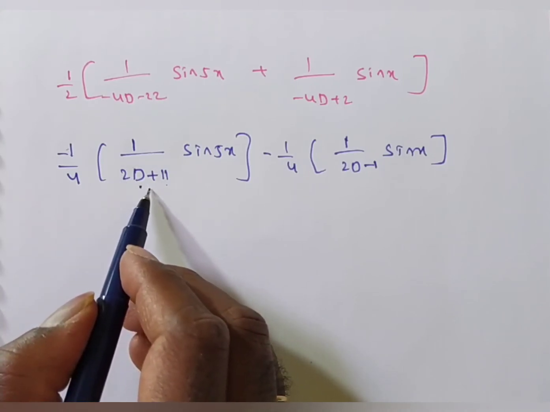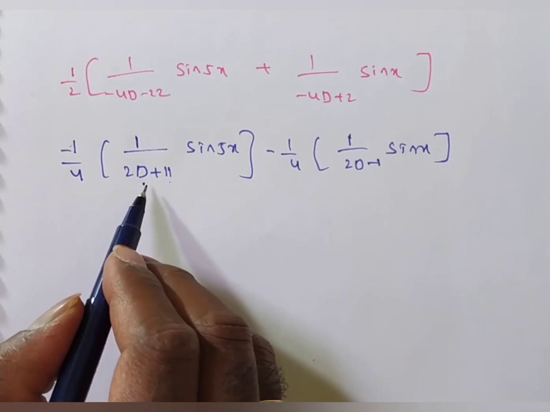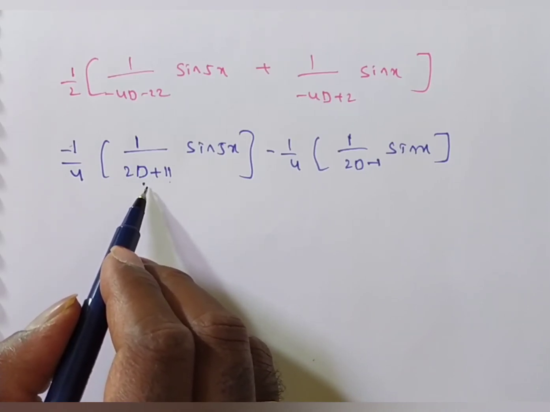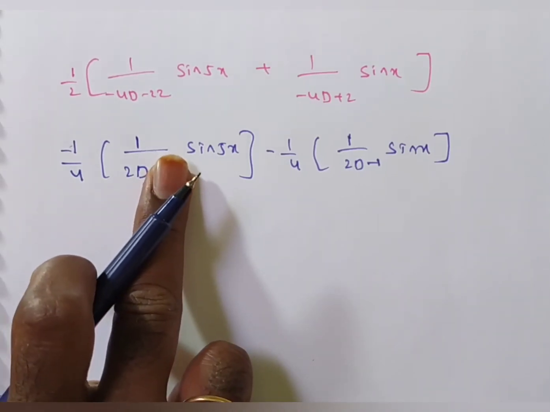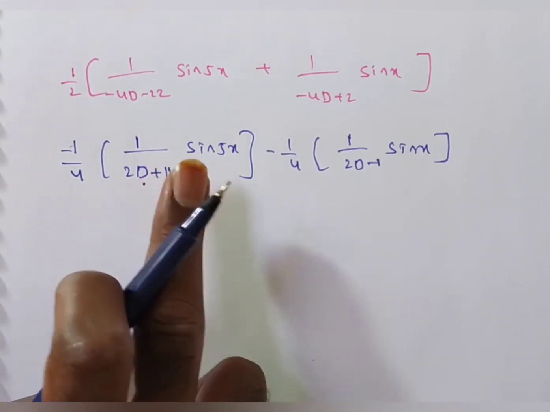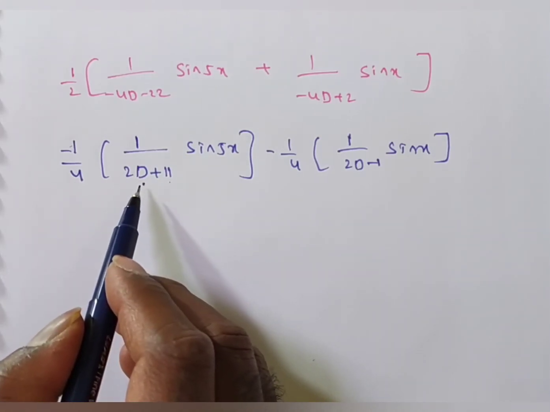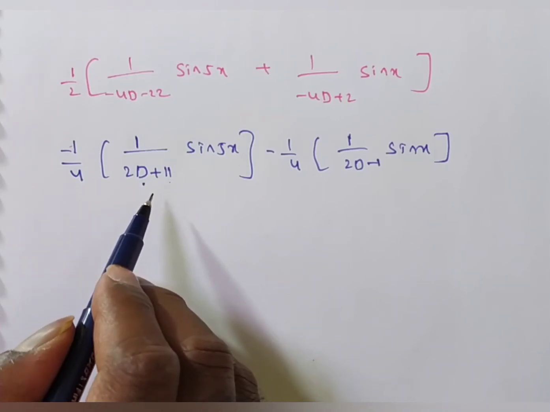Why we have to do rationalization: whenever a sine or cosine term is there, the denominator should contain only D square terms. If D square terms are not there, then we cannot do the solution directly. If only 2D is there, then you can do integration, so you cannot do it now. What we have to do in this case is, whenever a D plus a form is there, we rationalize with D minus a.